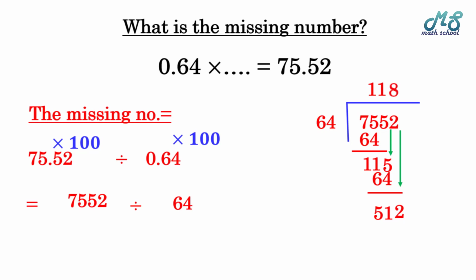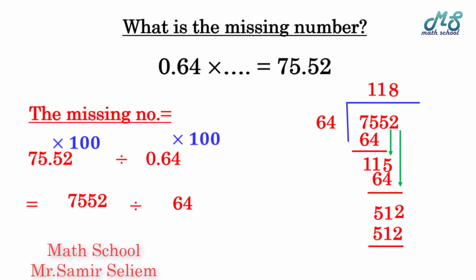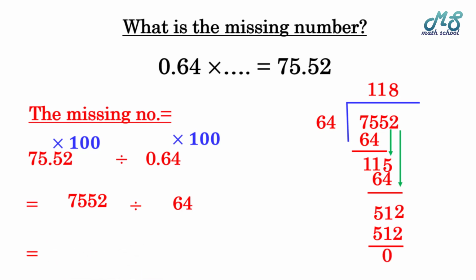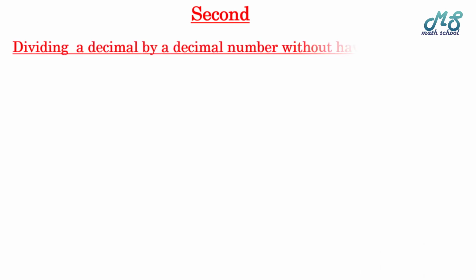You can try 8, guys, to find the quotient. It will be 8 times 64. It's easy. It will be the same number, 512. Now you can subtract. It will be 0. Now the missing number is what, guys? Yes, 118.